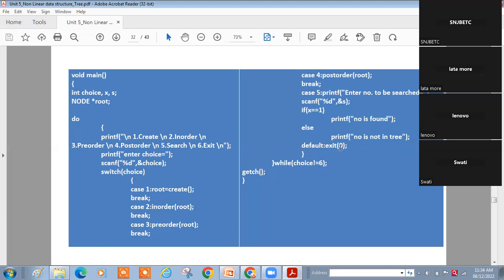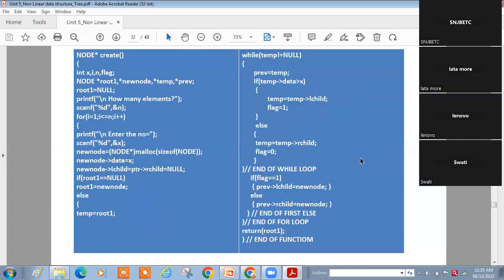Otherwise, you have to move to the exit. That exit is nothing but if choice is equal to 6, you close the loop. This is the program where I have just entered the choice of which part is to be performed. Search is also done over here. Now I am writing the function for each one.